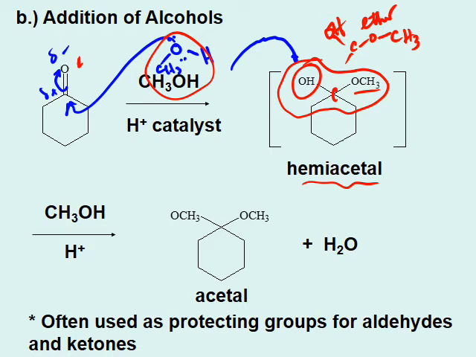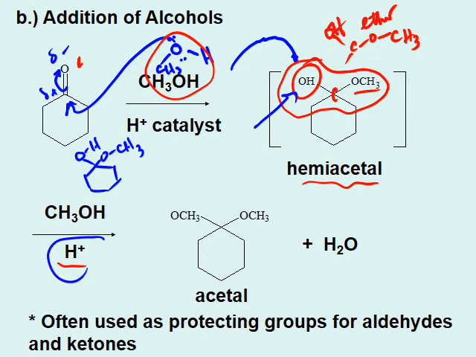If I allow another molecule of methyl alcohol, CH3OH, to react with the hemiacetal, then because of the presence of H+, this OH, let me show you the OH with a different color, this OH becomes H2O. Let me show you that separately. I think it got a little messy, so I'm going to redraw that so that you can follow it. So that's the hexagonal ring, and that carbon has OCH3, OCH3, and OH.